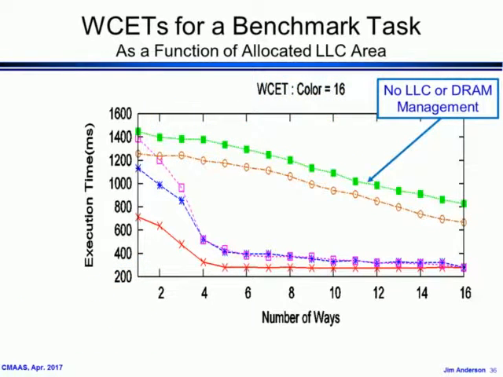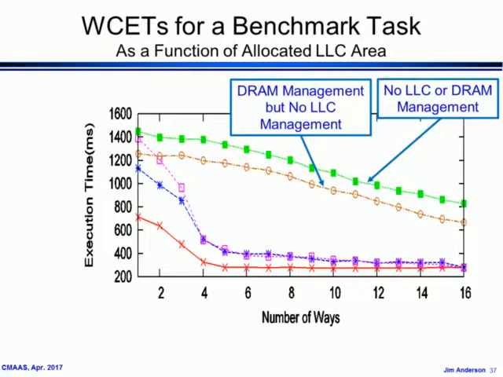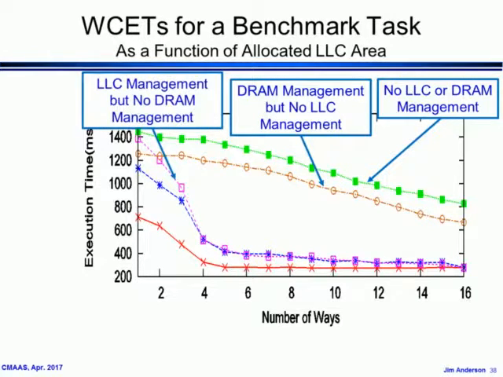So what are these curves? This top one, these are the worst-case execution times assuming neither cache nor DRAM management has been turned on. Well, this is what happens if you manage the DRAM but not the cache. This is what happens if you manage the cache and not the DRAM. So why do those two curves cross? If I give you sufficient cache, it stops mattering that you manage the DRAM. But if I give you just a little bit of cache, it does matter that you manage the DRAM.